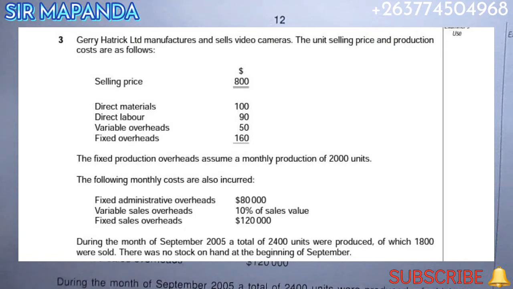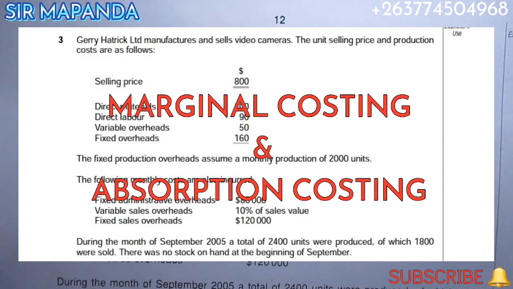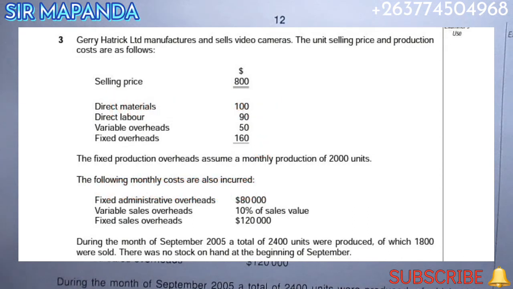In today's lesson we are going to focus on absorption costing and marginal costing income statement. Right, so I have extracted a question from Cambridge, November 2005, paper 2. It reads, Gary Hattrick Limited manufactures and sells video cameras. The unit selling price and production costs are as follows. So we are given the selling price, direct materials, direct labor, variable overheads, as well as fixed overheads in terms of unit cost, as well as the unit selling price.